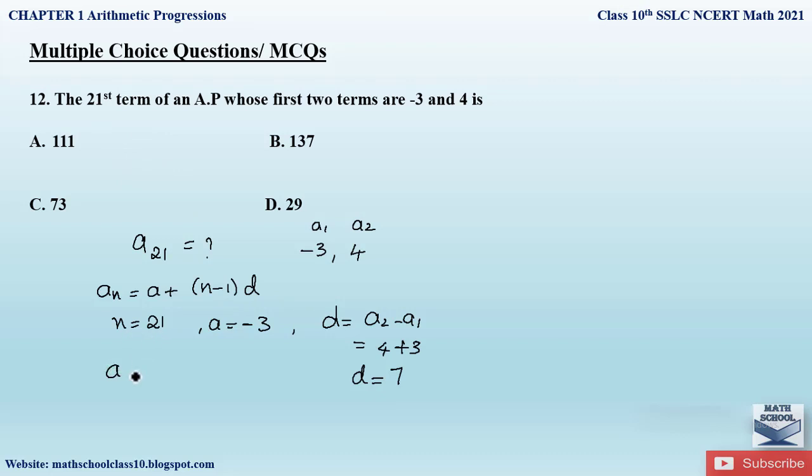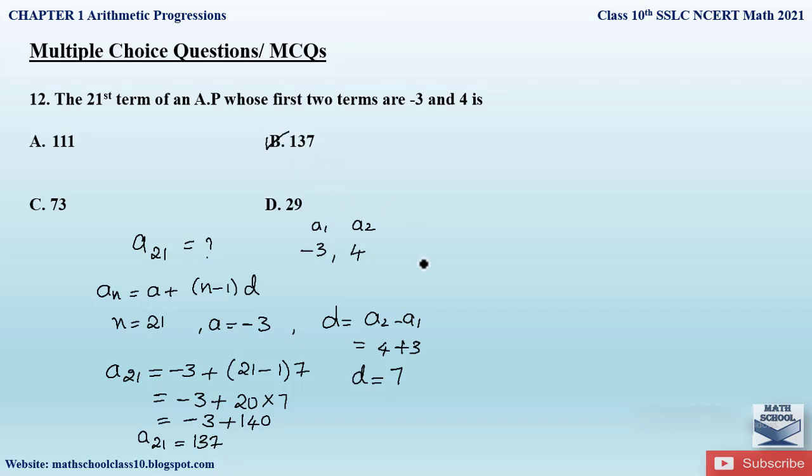So let us simply substitute in the nth term formula and find out the 21st term. So a21 is equal to a is minus 3 plus n is again 21 minus 1 into d is 7. So this will be minus 3 plus, what is 21 minus 1? It is 20 into 7. So this will be minus 3 plus 7 twos are 14, so it is 140. Or a21 is equal to minus 3 plus 140. We have to subtract and take the greater number's sign. So 140 minus 3 is 137.